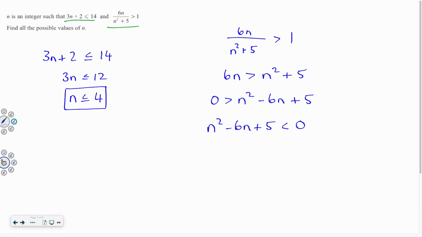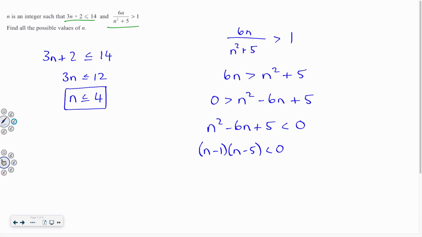So assuming you know how to solve inequalities, the first thing I'm going to do is factorise, and that would give me (n minus 1)(n minus 5) is less than 0. Now, what we've got here is a quadratic that's been factorised and it's less than 0.